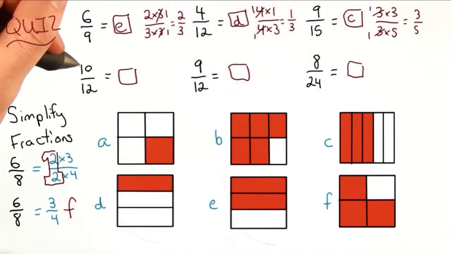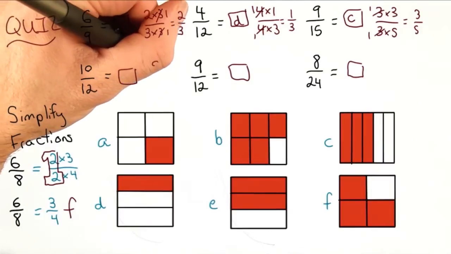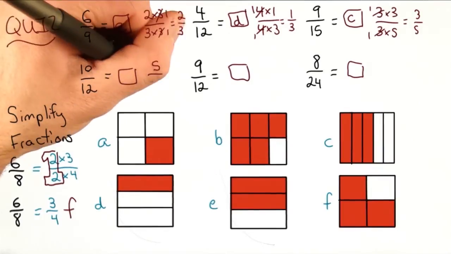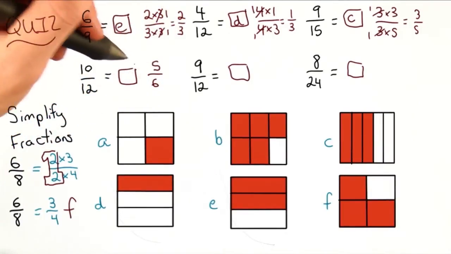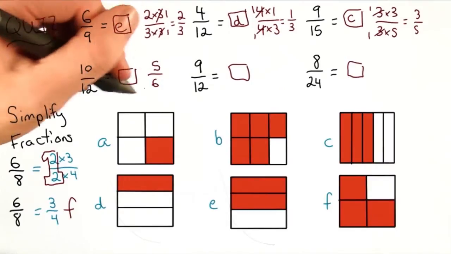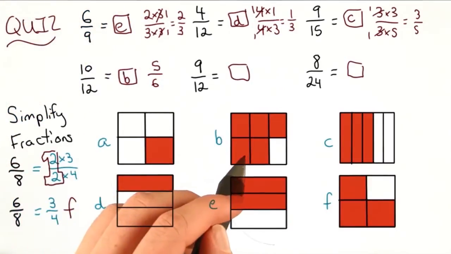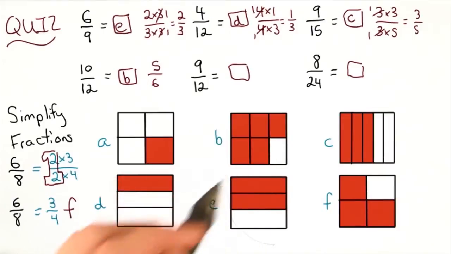For 10/12, I'm going to divide them both by 2. I know 10 divided by 2 is 5, and 12 divided by 2 is 6. I didn't show the work here, but I was just factoring out 2 over 2. So I get answer choice B. I have 5 out of 6 pieces.